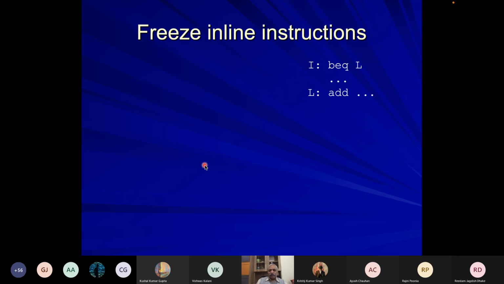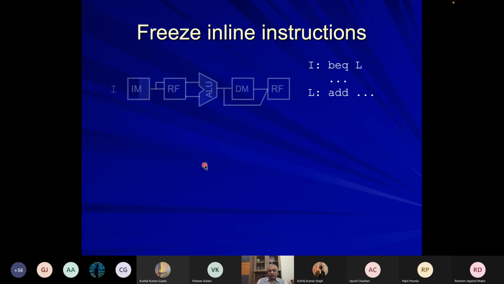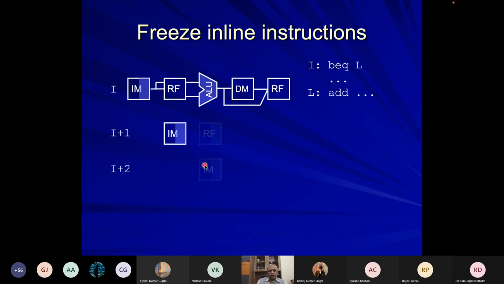The next possibility is that you freeze the inline instruction. That means when I plus 1 comes, you let it be there, but you don't let I plus 2 come in. So we are not flushing this one, but we don't let it proceed further, and we don't get I plus 2 in.